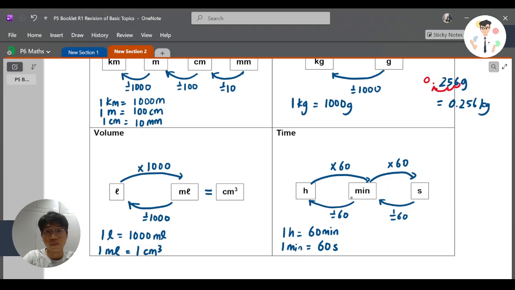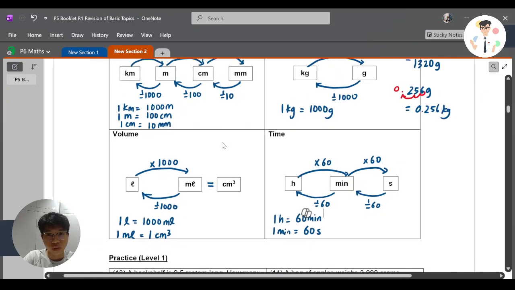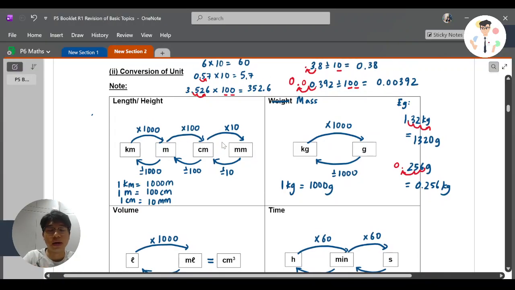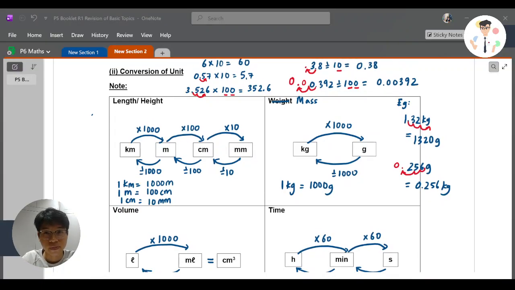Okay, so that would basically be the conversion of unit that you need to know for now: the length, height, the mass, the volume, and also time. I hope this will give you a better idea about conversion of unit. Again, it will usually not appear as a single question because it will be too easy, unless they make it a bit harder. But these are minor things that you should know so that you will not lose points when you're doing something difficult.